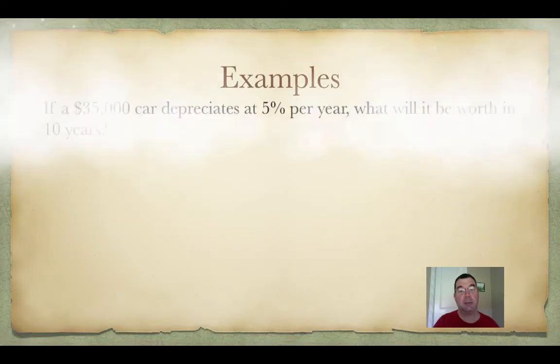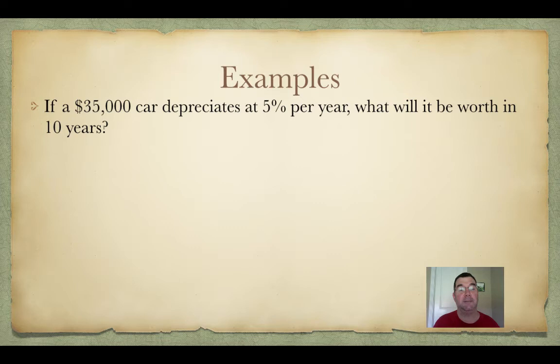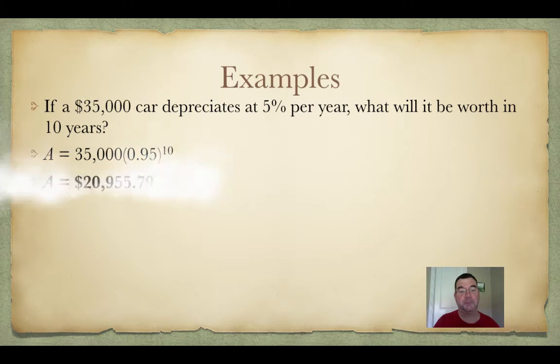So let's look at some examples using that formula. If I have a $35,000 car that depreciates at 5% per year, I want to know what it will be worth in 10 years. So I take the $35,000 and I multiply it by 95%, because that's 100%, the original worth, minus the 5% that it depreciated over the year, and I raise that to the 10. And I get about $20,955.79. Notice that I raised the 0.95 to the 10 first before multiplying by 35,000.